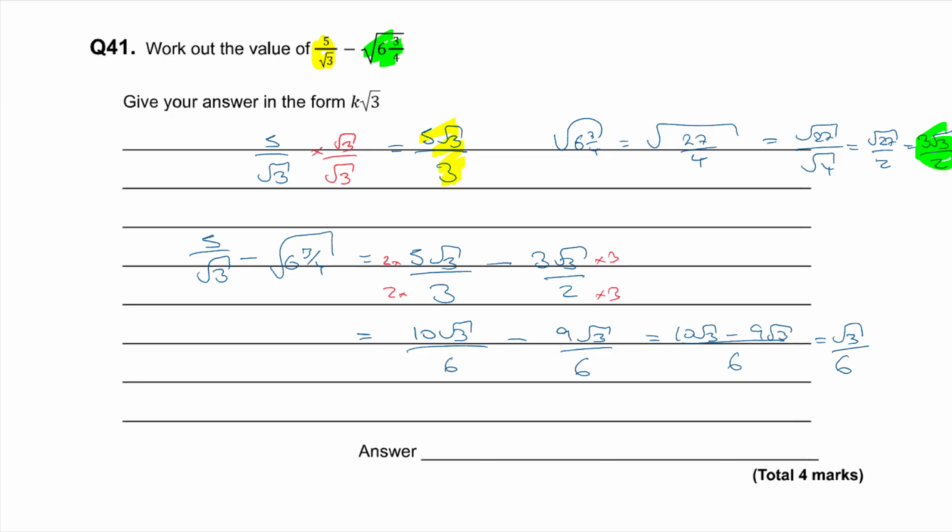Okay? Is that in the right form? Well, I've got it as root 3 over 6. I could just write it as 1/6 of root 3. It doesn't say that k has to be an integer, so I can just write it as 1/6 of root 3, just to get into the form that they want it to be in.